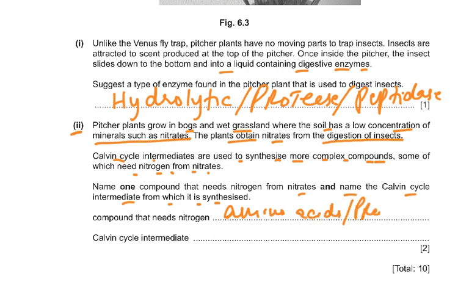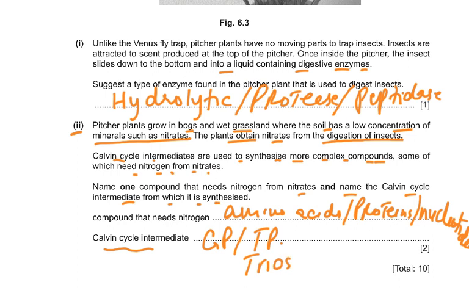Amino acids, or you could have said proteins. And of course, one very important one, nucleotides. Nitrogenous base. And then the Calvin cycle intermediate is GP. Now, why is it GP? It's actually a triose phosphate. So you could have said TP as well. GP or TP, glycerate 3-phosphate or triose phosphate.